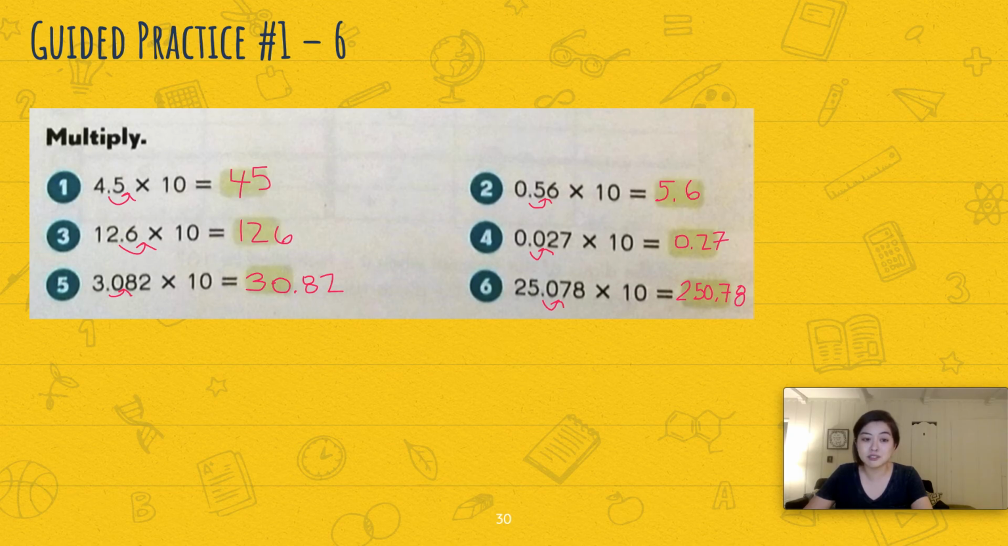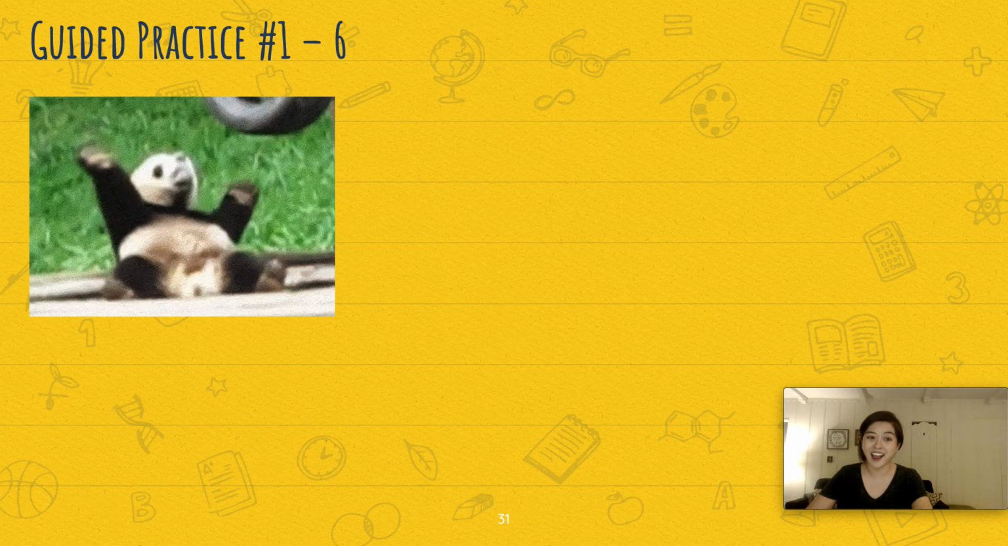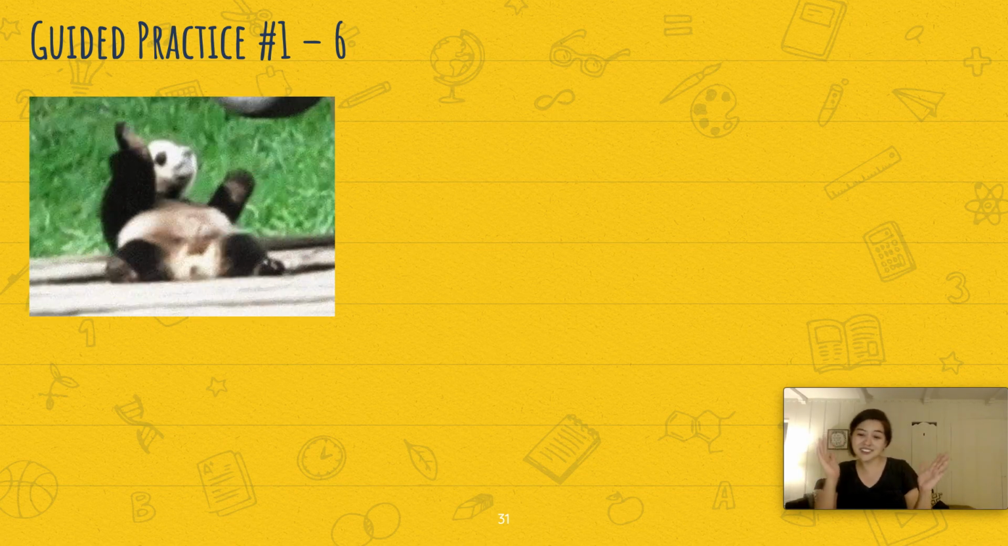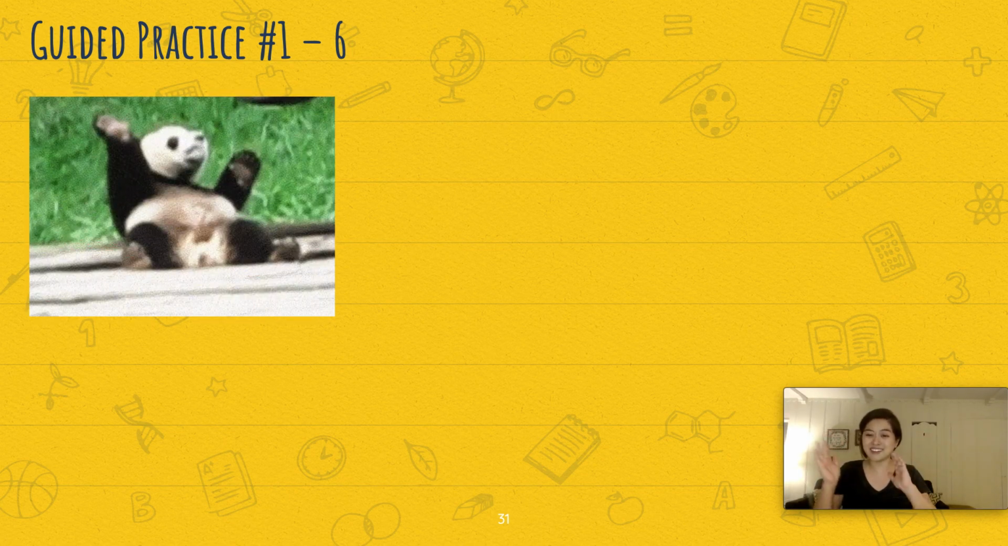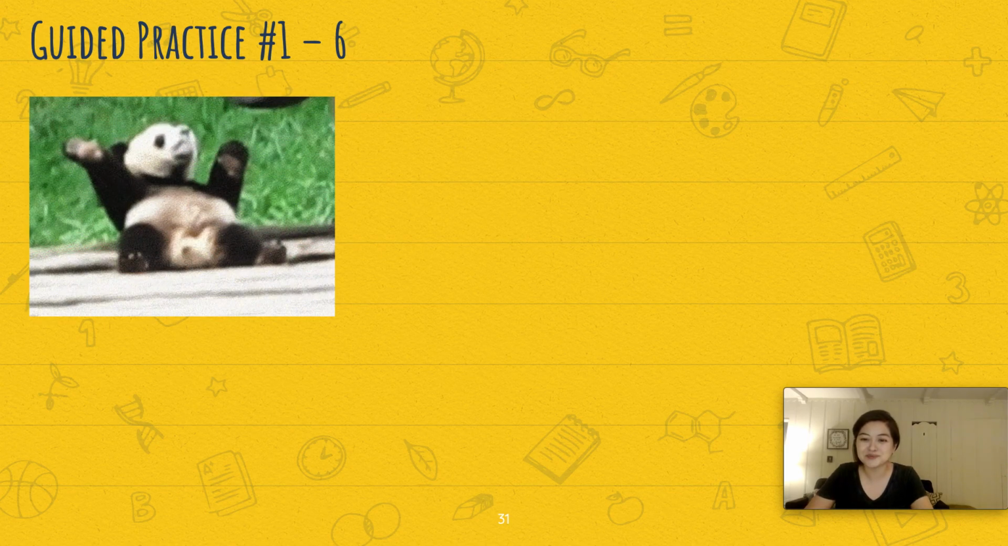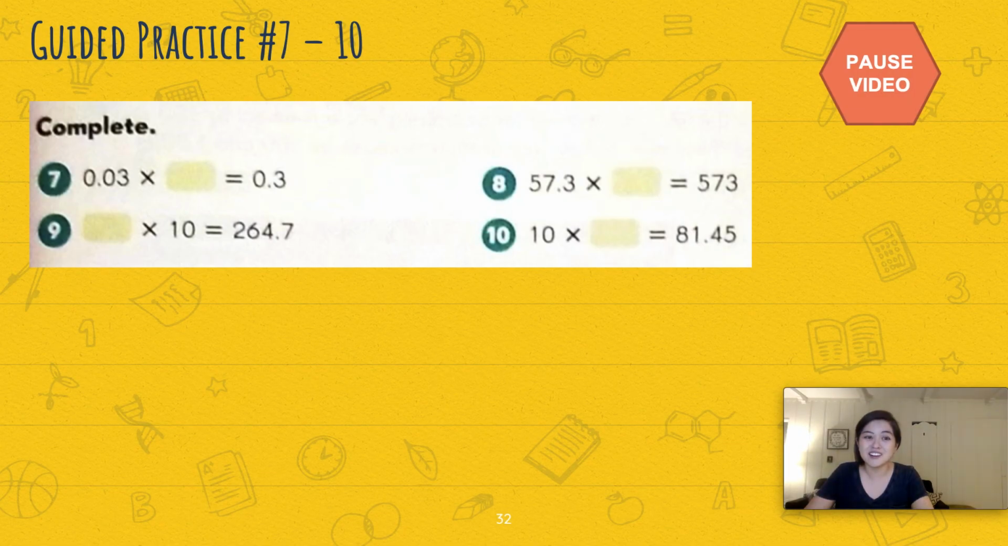3.082 times 10 becomes 30.82, and 25.078 times 10 becomes 250.78. Woo! Not so bad, huh? Okay. All right. Now you try these. Okay, 7 through 10.